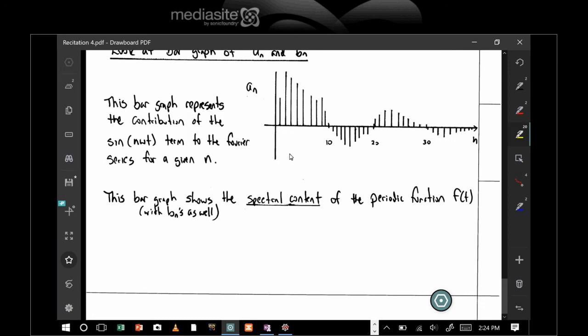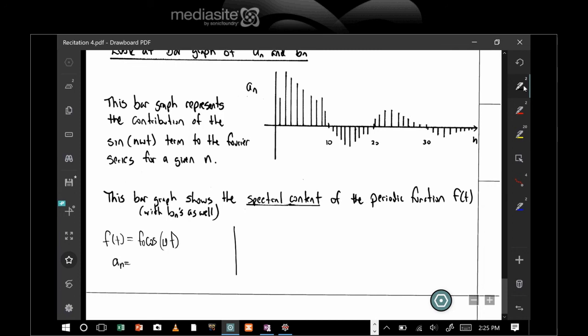Say my periodic function was cosine. What's the Fourier series of cosine? Well, it's just one term, cosine. So if I were to plot the spectral content of that particular function, what would it look like? It would look like just a simple bar graph. So say I was doing cosine, so say my Fourier series is f of t equals f naught cosine omega t.